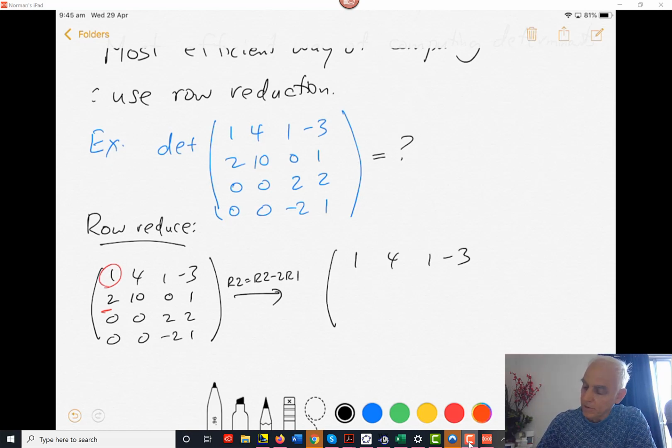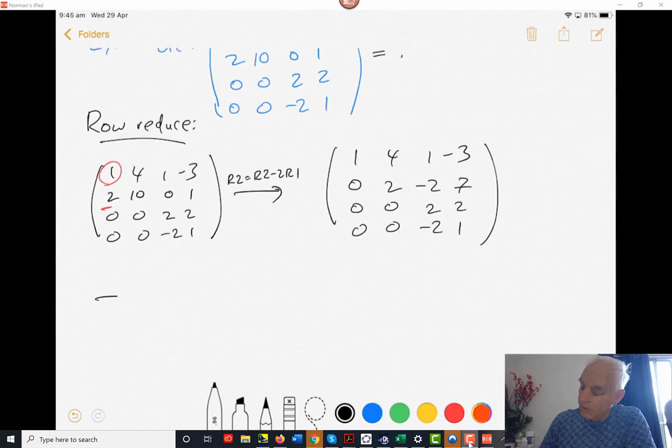And then, 2 minus 2 is 0, 10 minus 8 is 2, 0 minus 2 is -2, 1 minus 2 times -3 is, I guess, +7. Okay, and then we have 0, 0, 2, 2, and this 0, 0, -2, 1 still stays where it is.